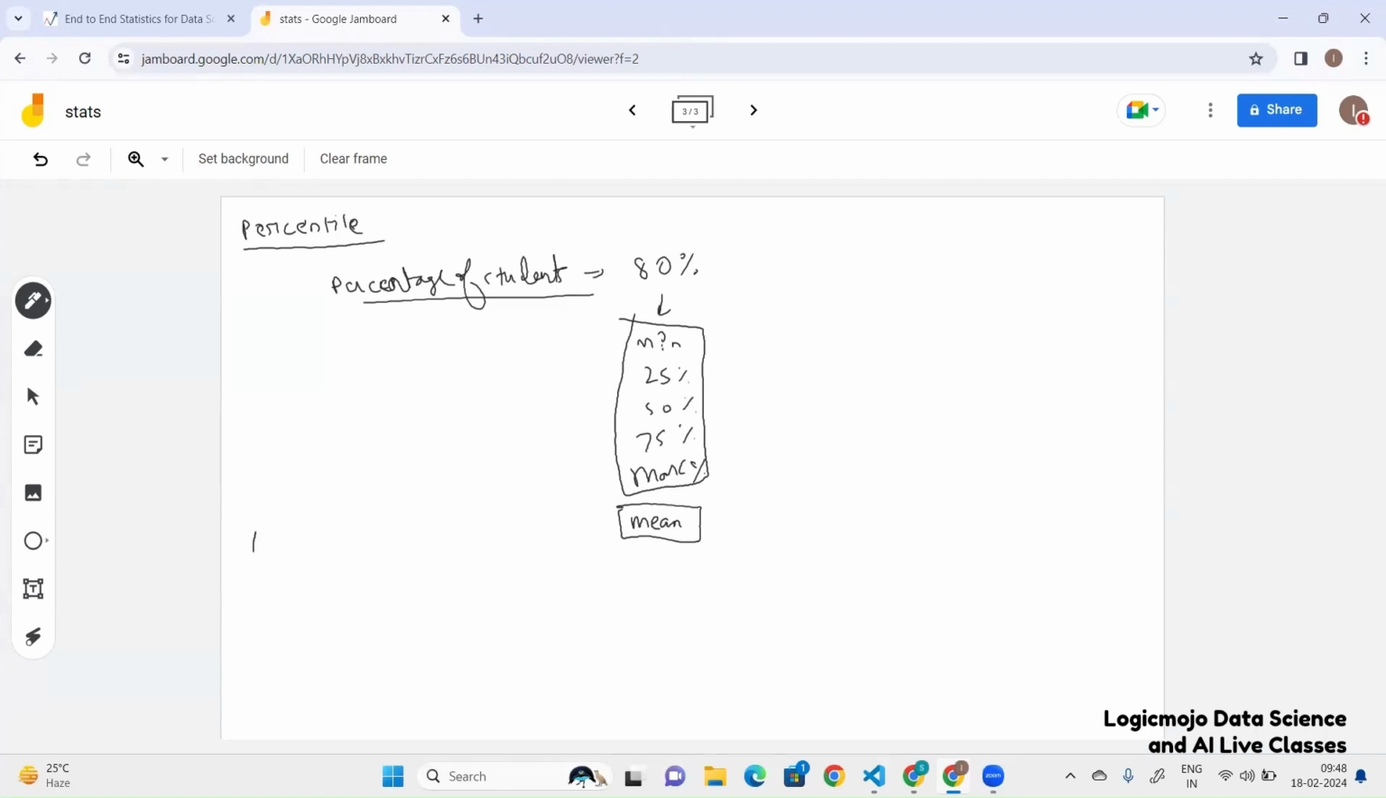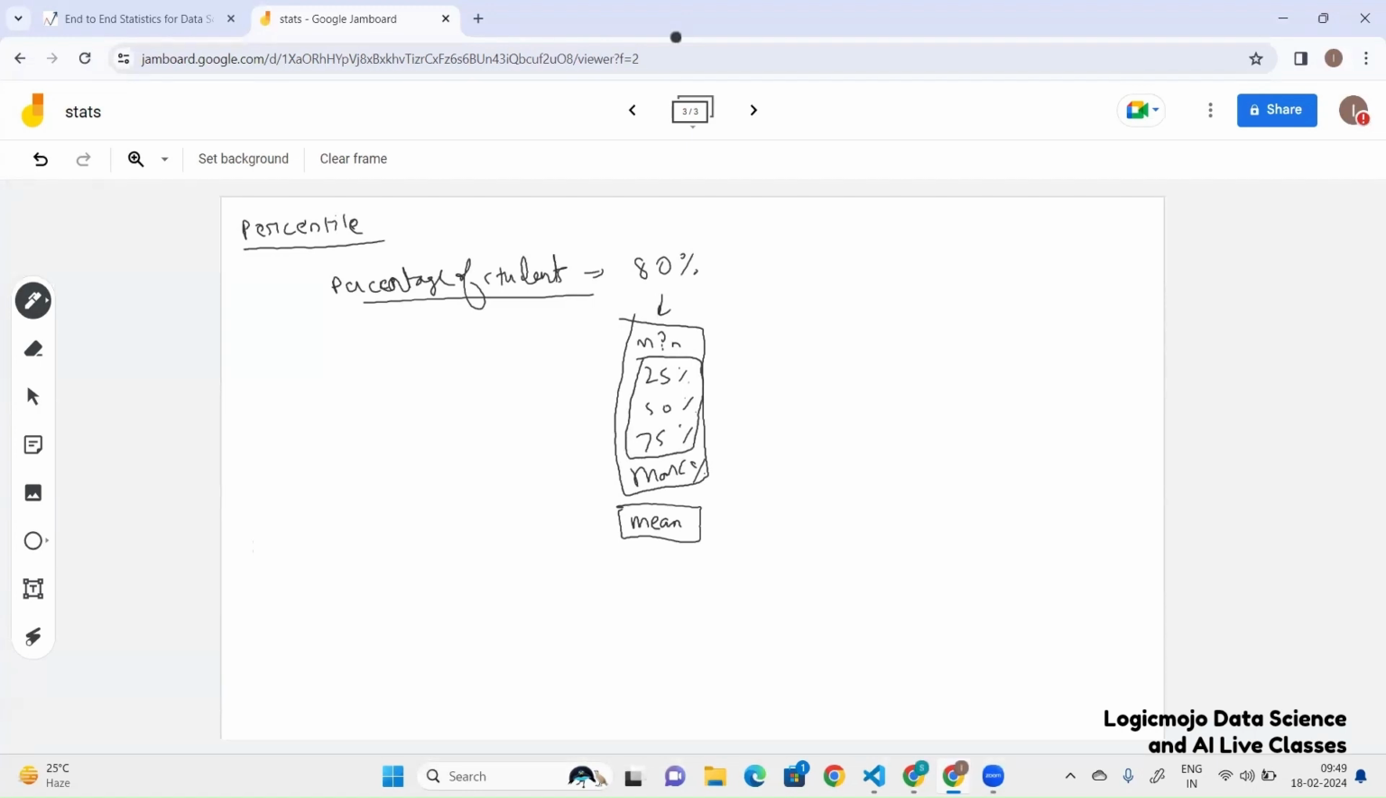Your graph is like this, and you are telling me just this value. How is this a good stat? You are misleading people. So, coming back to the point, what are percentiles now? How do we get these values?